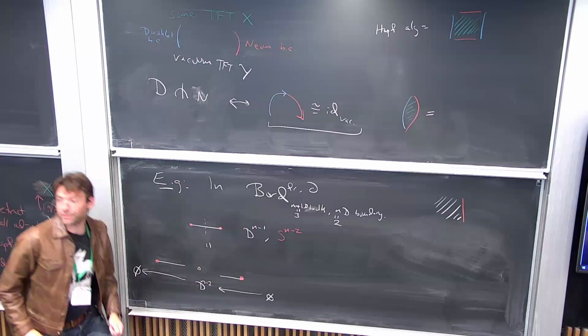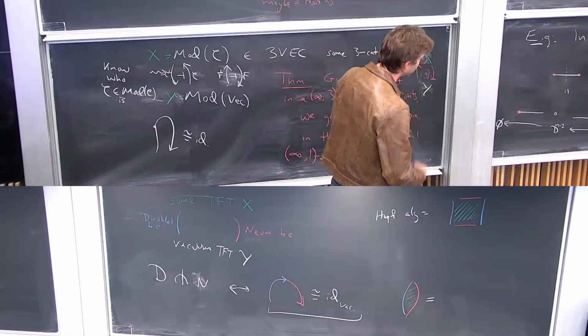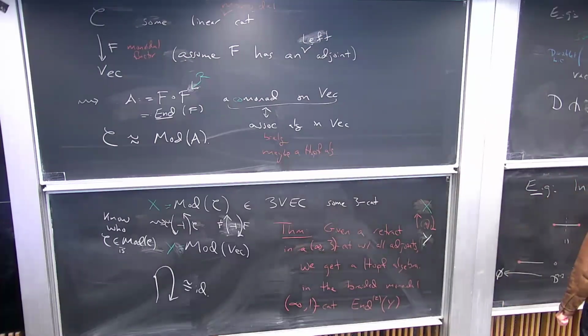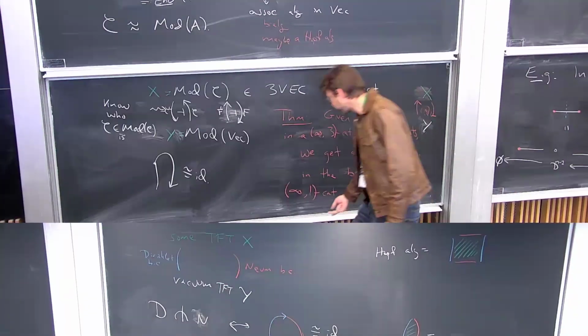So that's a typical thing you can do in a manifold in a theory with boundary. And here's the actual retract that I want to tell you in our example.